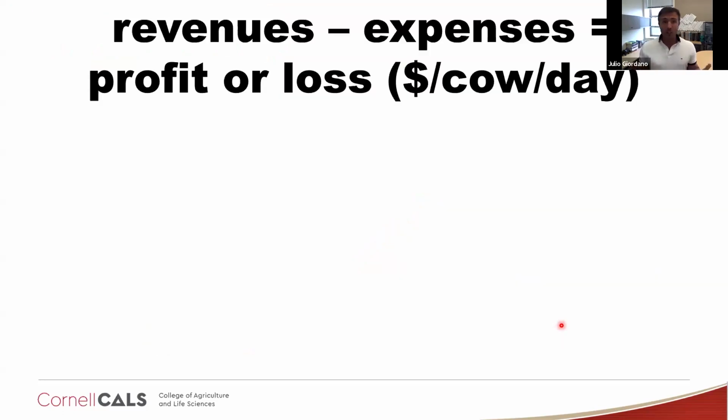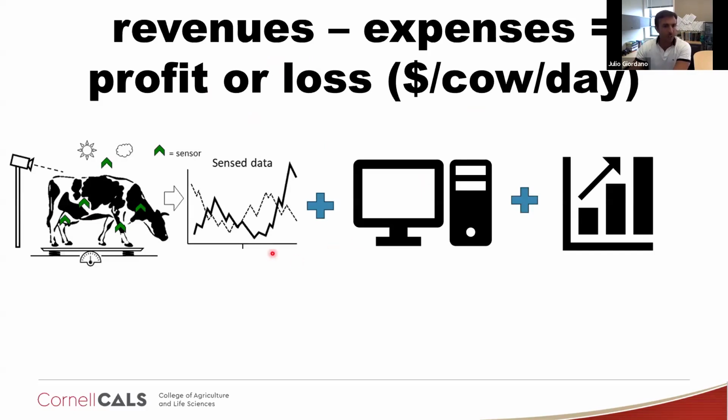So in very, very simple terms, what we are calculating is the difference between revenues and expenses on a per cow per day basis. If the cow is making a profit, the number will be positive. If the cow is at a loss, then it will not be a profit, it will be a loss. So very simple: revenue minus expenses. The key is what the revenues are and what the expenses are, which is the beauty of what we're doing.